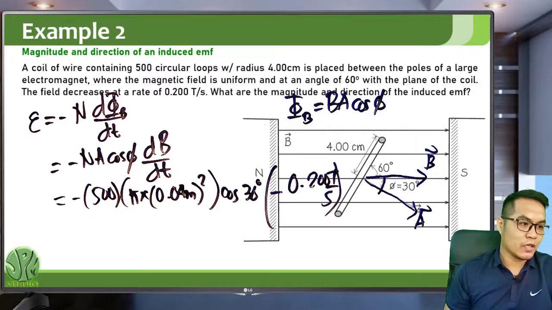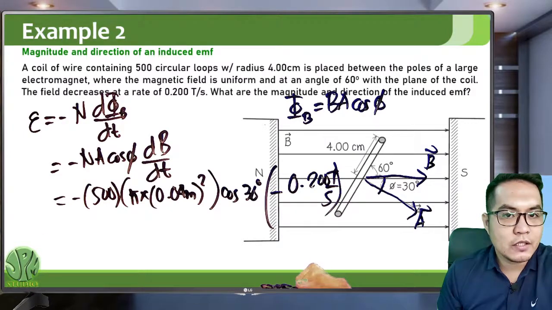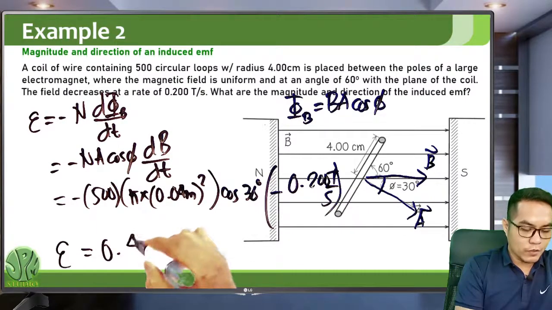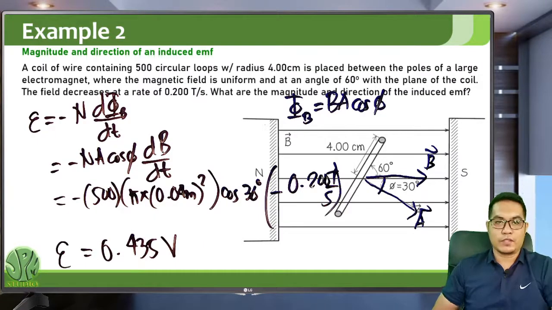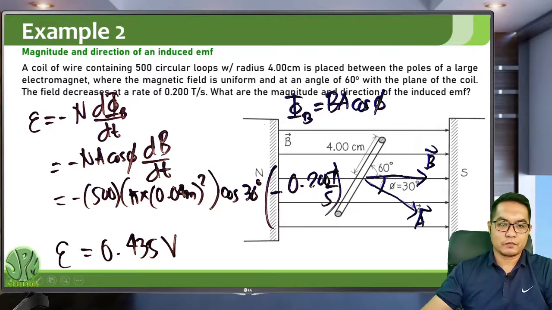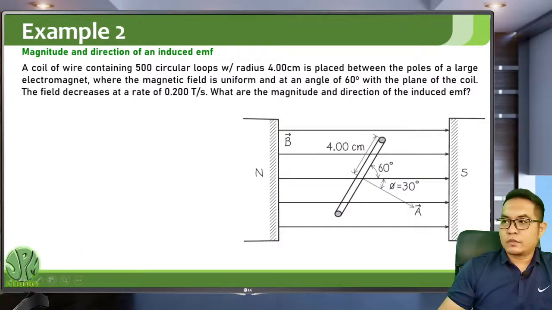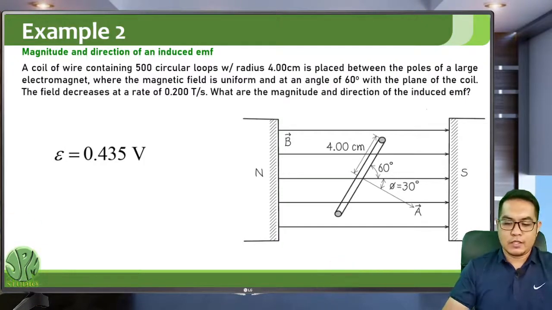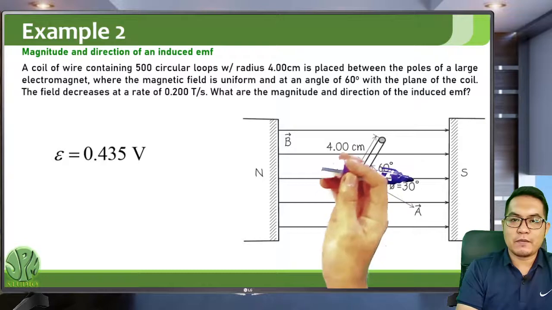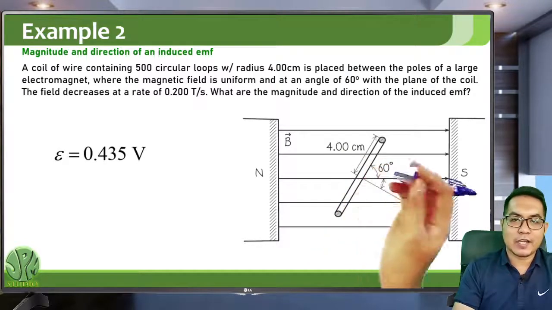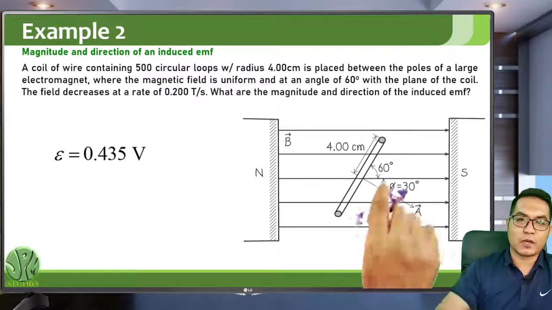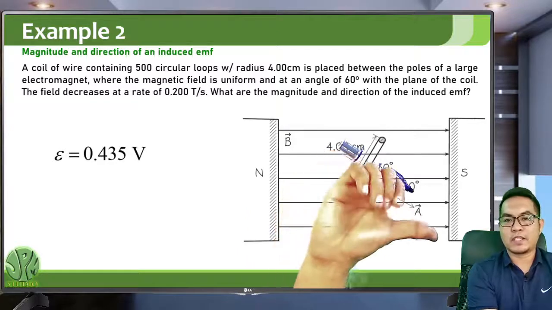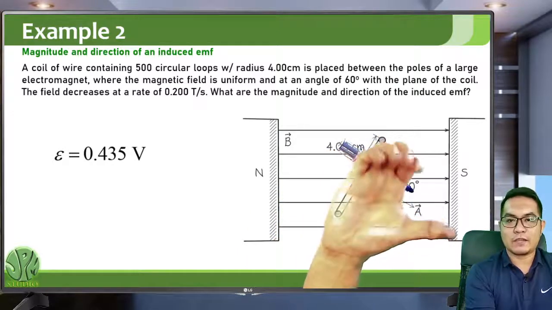If you calculate that, you will get a value of 0.435 volts. So the answer is 0.435 volts. And the direction of that, since it's positive, meaning the induced EMF is in the same direction as the induced magnetic field, so actually in the same direction as the area in this case. So the direction of the induced magnetic field is in this direction. Therefore, the current and EMF is in this direction.